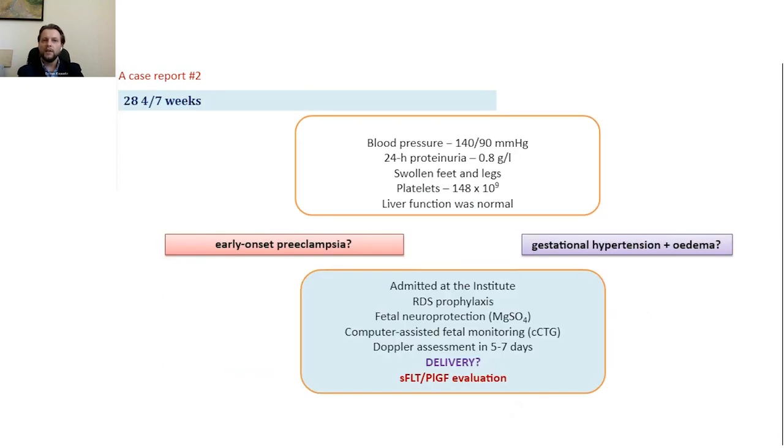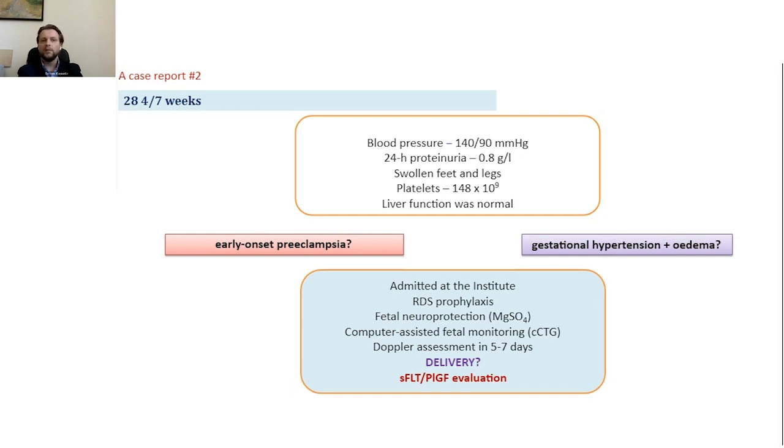At 28 weeks, we detected an elevation of blood pressure, 24-hour proteinuria of 0.8, swollen feet and legs, and platelets and liver function were normal. We needed to figure out what that was, either early onset preeclampsia or gestational hypertension and edema.